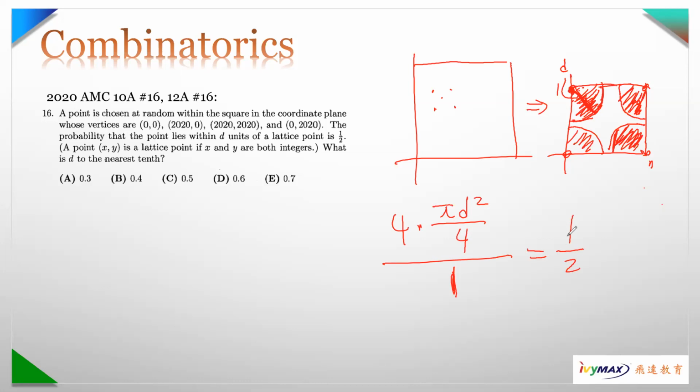We need to find the approximate value for d, and in this case I believe it's B. Yeah, it's B. Okay, let me check.